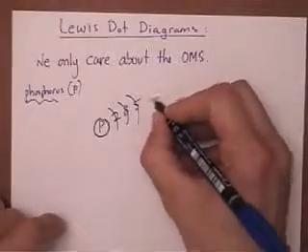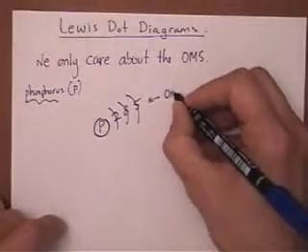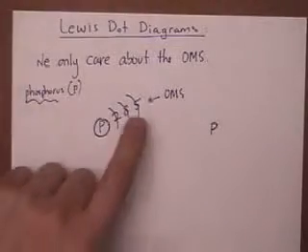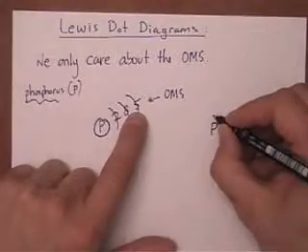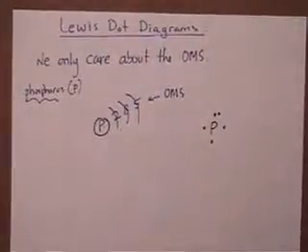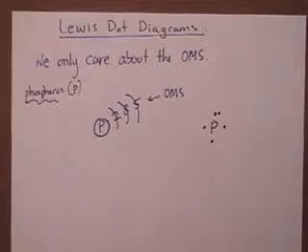My outermost shell is right here. That's my outermost shell. And all I care about for phosphorus is the outermost shell, which has 5. So 1, 2, 3, 4, 5. There. That's your Lewis dot diagram for phosphorus.